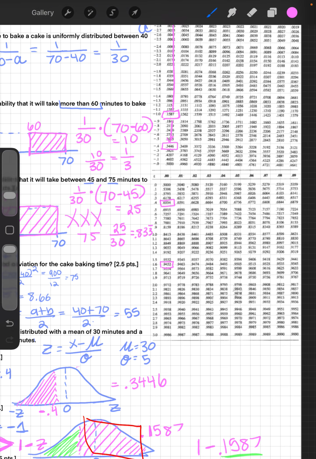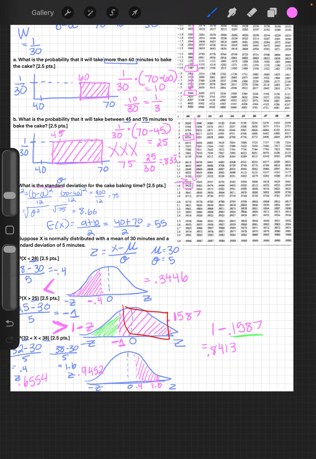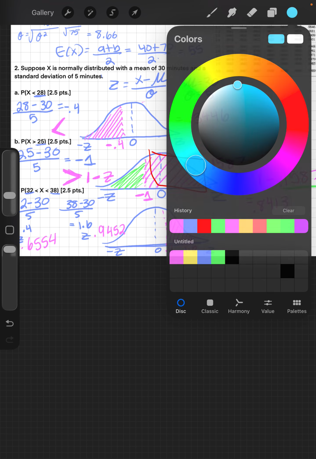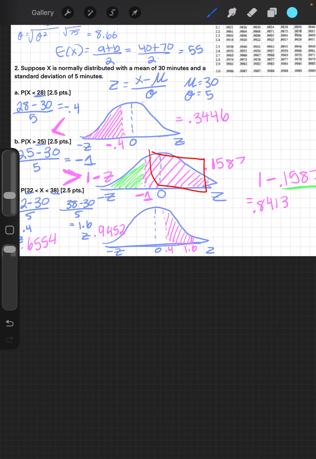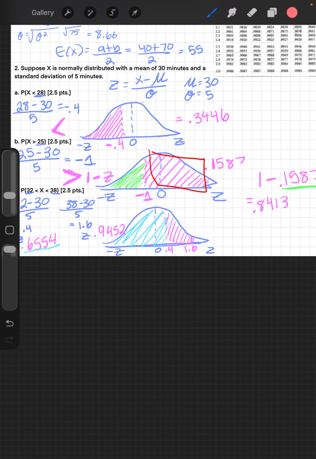And the way I just look down, look to the left or to the right, and now we have to subtract since we want to find the between, because the 0.6554 tells us this area and the 0.9452 tells us this area, but we want to find the between. So now we have to subtract it all.